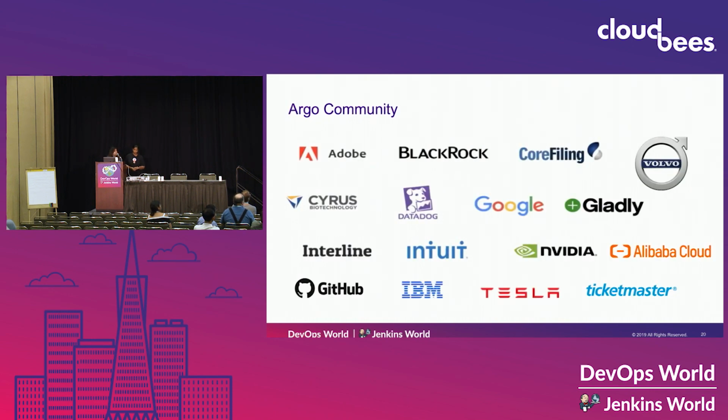This is our Argo community. Although the project is pretty new and has been around for 1 year, these are some of the large names who are users and contributors to the project. And it can work with any pipelines. We use it with Jenkins, but you can hook up any other pipeline as well.